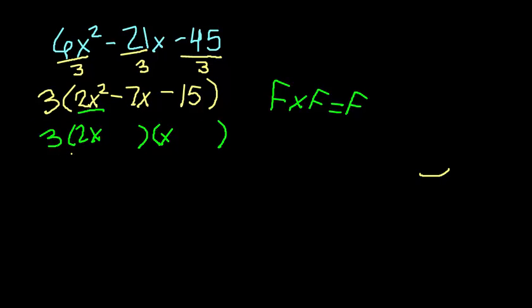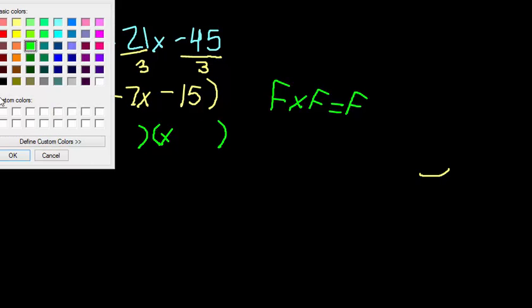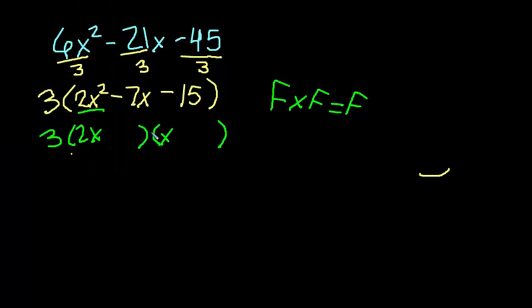I also know that the last times the last should give me the last. Now what I mean by that is the last term here times the last term here should give me negative 15. So I'm asking myself, well, what multiplies to give me negative 15? And again, there could be multiple different options. I can do negative 15 and 1. I can do negative 3 and 5. So I'm going to try negative 3 and 5 real quick, see if that works.